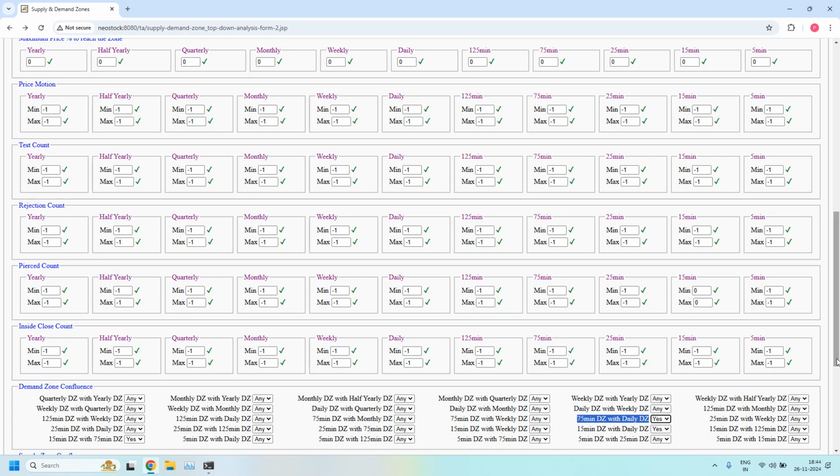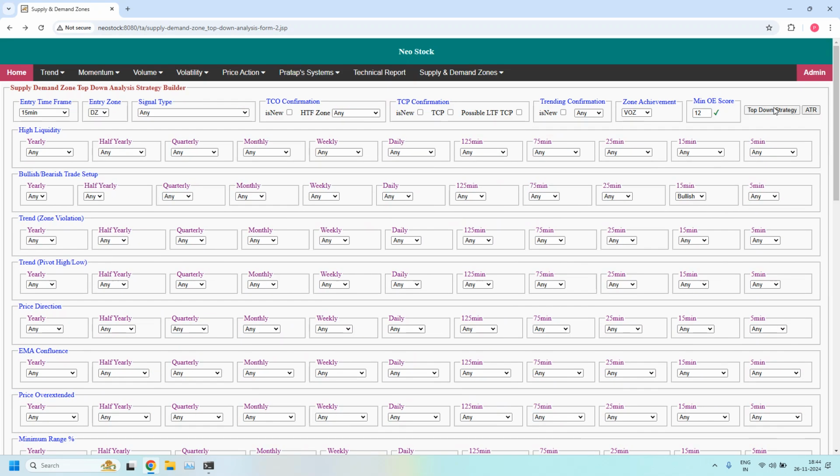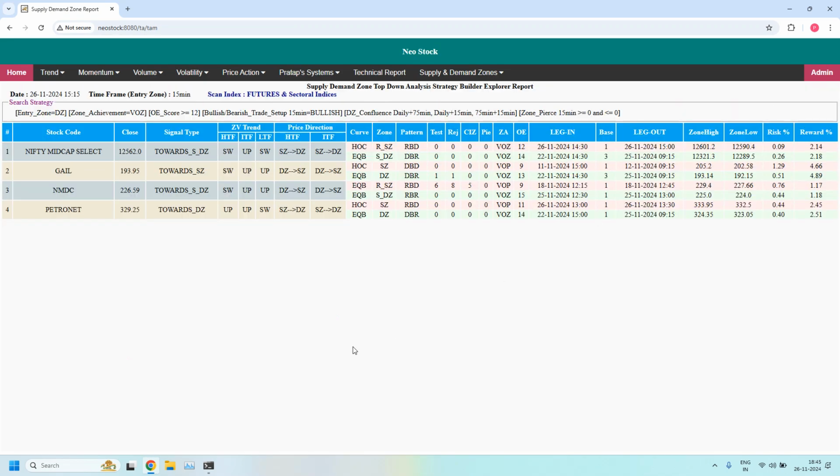With all the 3 filters, we got 4 stocks. Out of these 4, that is a HTF, because all these stocks are part of the HTF zone. That means the 15 minutes demand zone is part of the 75 minutes demand zone. Both together again part of the daily demand zone. And the daily trend is up only for Petronet. If Petronet is having a daily EMA confluence, it is an even more high probability setup supported stock.